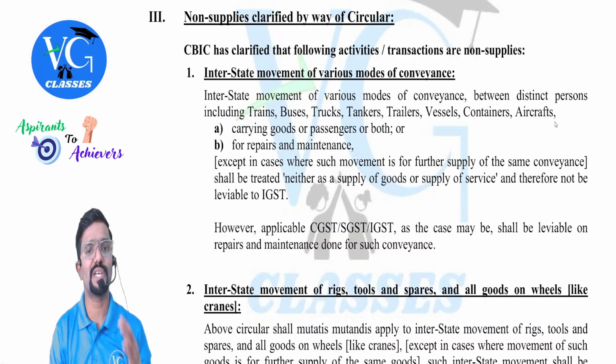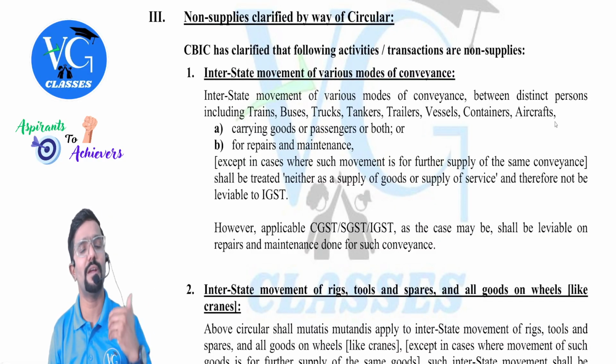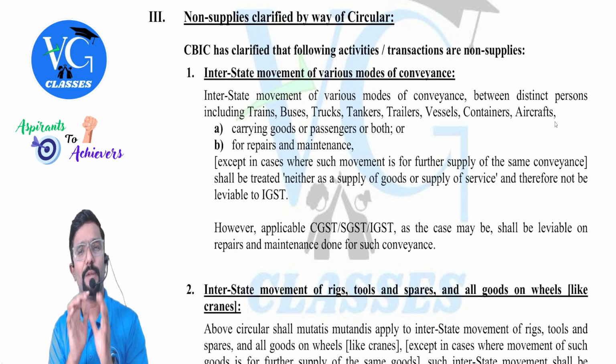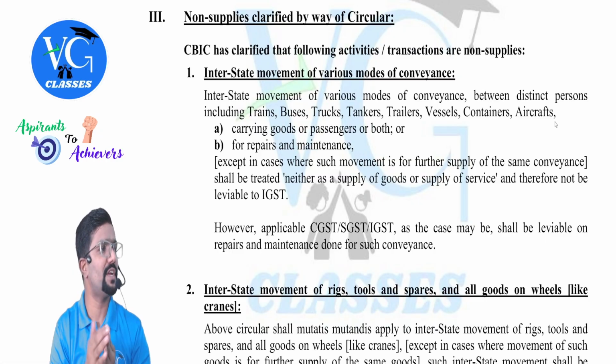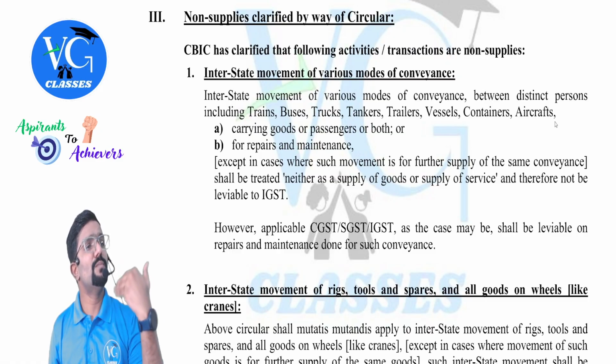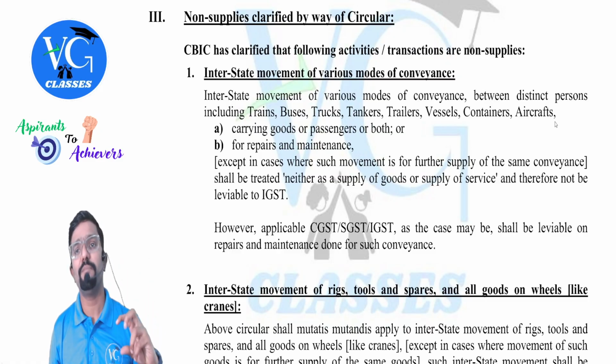Then there is one more list, guys. Through circular, they have told it. This is not a part of the section. Through circular, always they will give what? Clarification. Where people will have a doubt, they will give a clarification through circular. So what clarification did they tell, guys? Very simple. When there is a movement of vehicles from one place to another place.